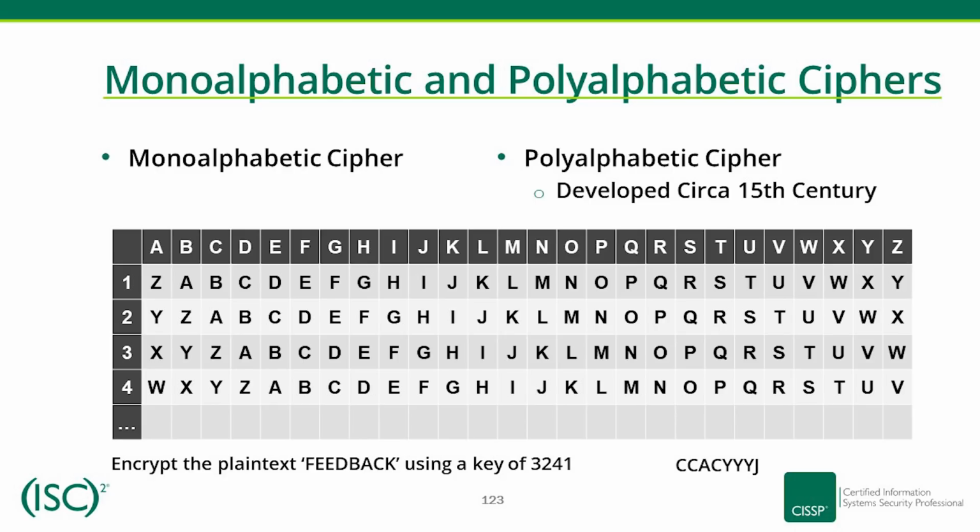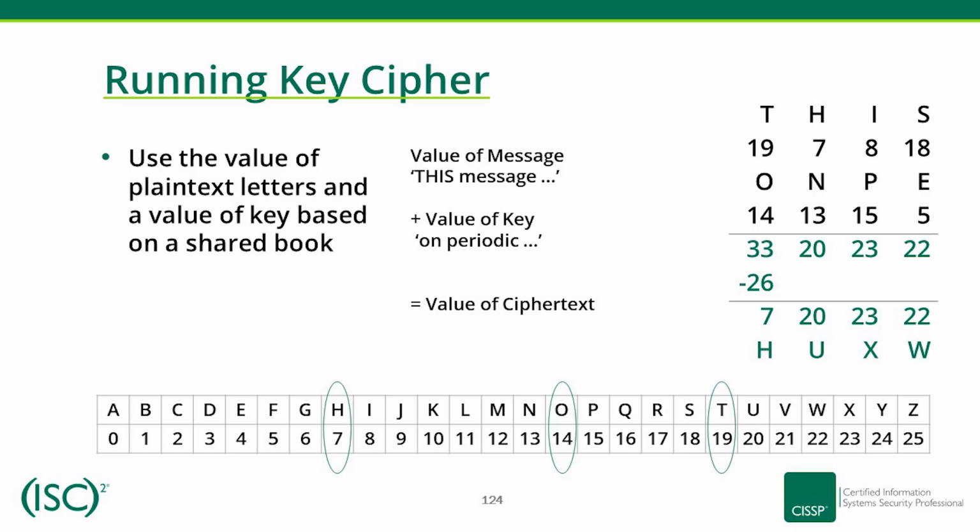Encrypt the plaintext feedback using a key of 3241 Kuwait. Running key cipher: use the value of plaintext letters and a value of key based on a shared book. Value of message plus value of key, periodic, equals value of ciphertext.